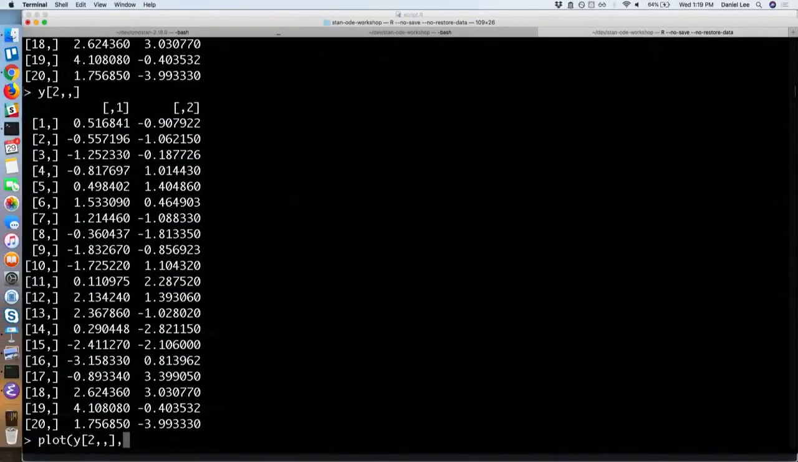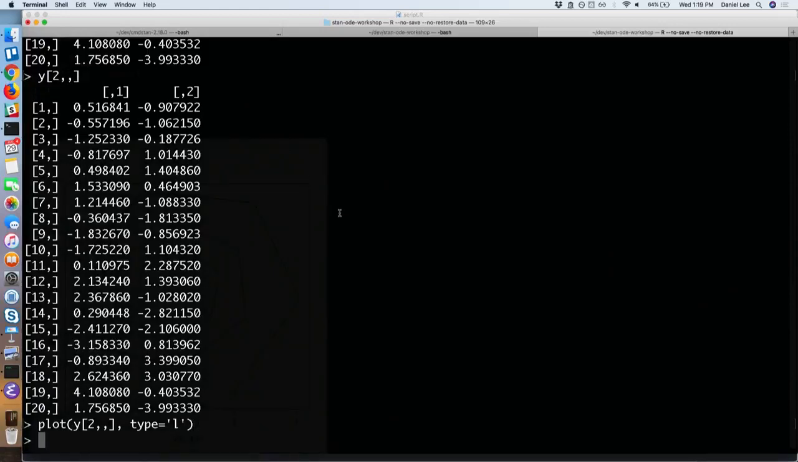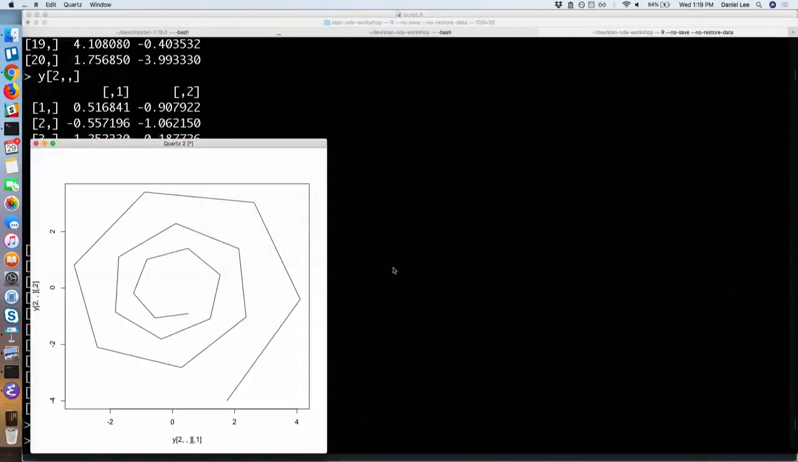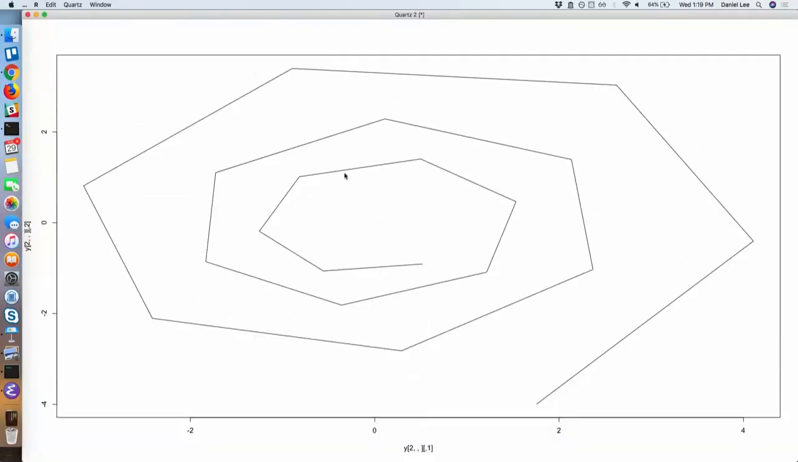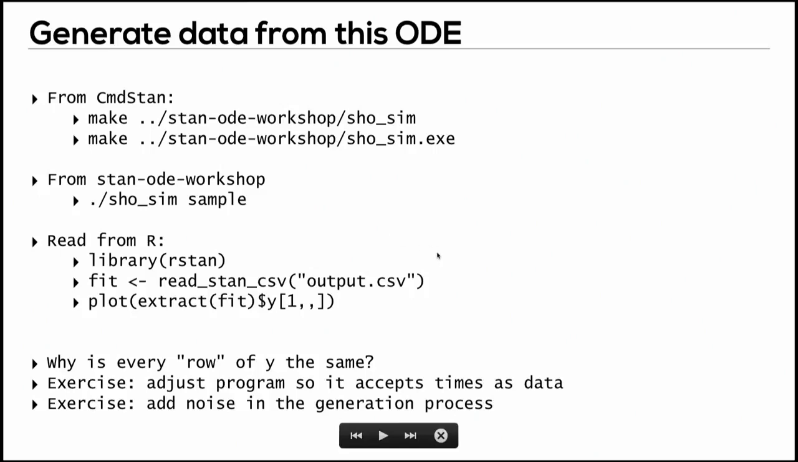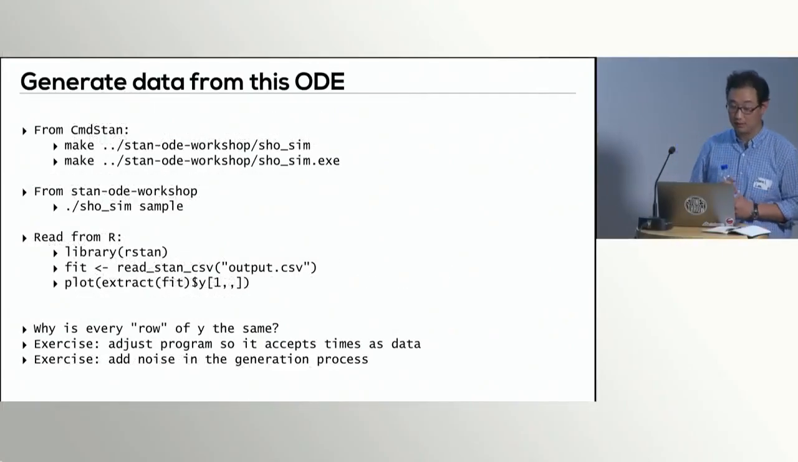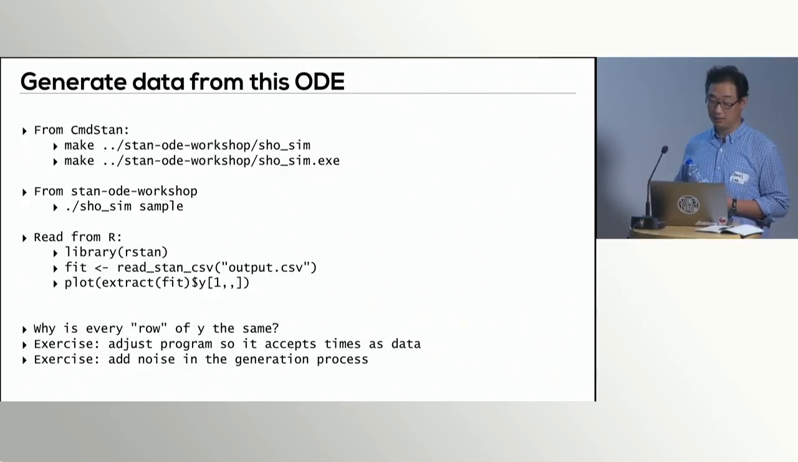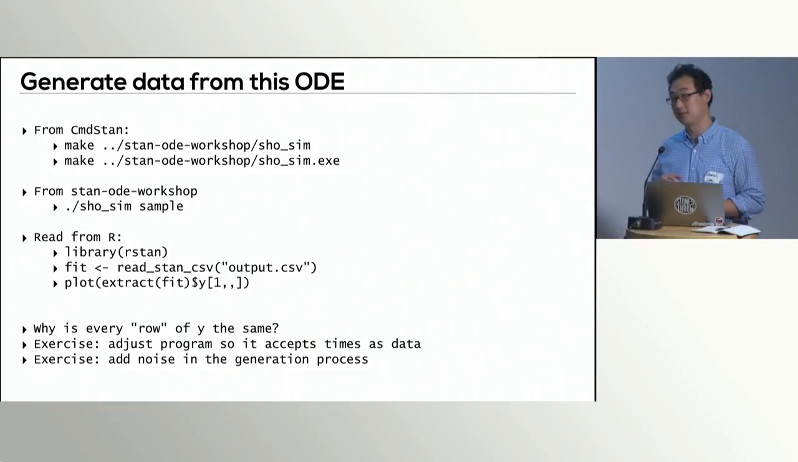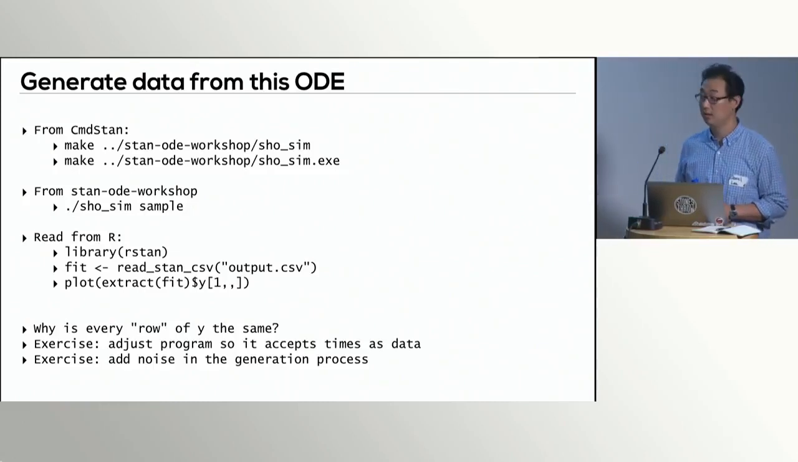We can look at this real quick. And there we go, right? So that's what it's doing. So since you're sitting there, let's adjust the program so it accepts the times as data, and then also add noise to the generation process. Okay.